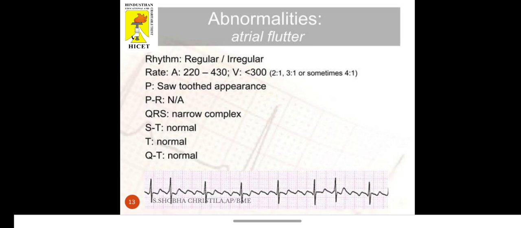Then you can see how an ECG will be for atrial flutter. So when a patient is having atrial flutter, the rhythm will be regular or irregular. The rate is 220 to 430. So it is a sawtooth appearance, and here the PR interval is not available. QRS is a narrow complex, ST is normal, T is normal, and QT is normal.